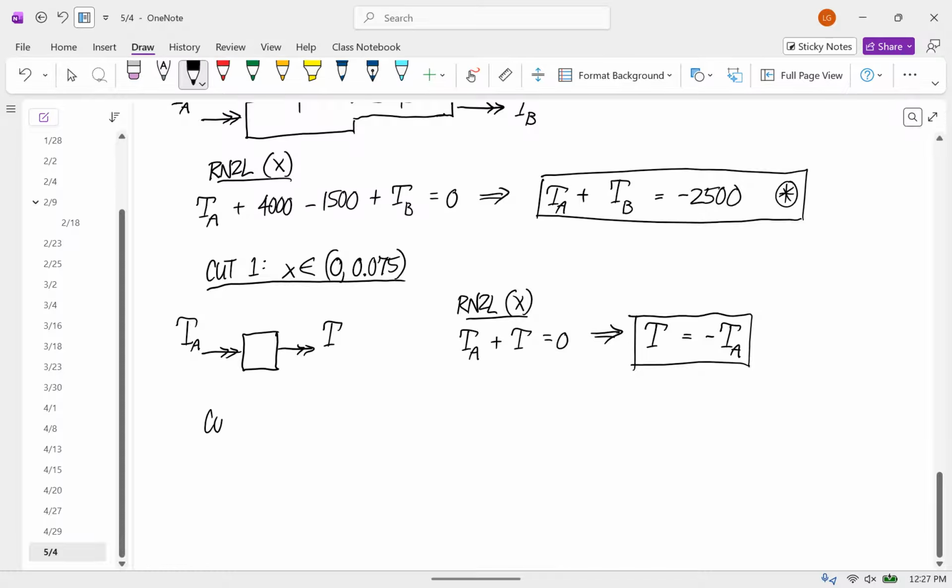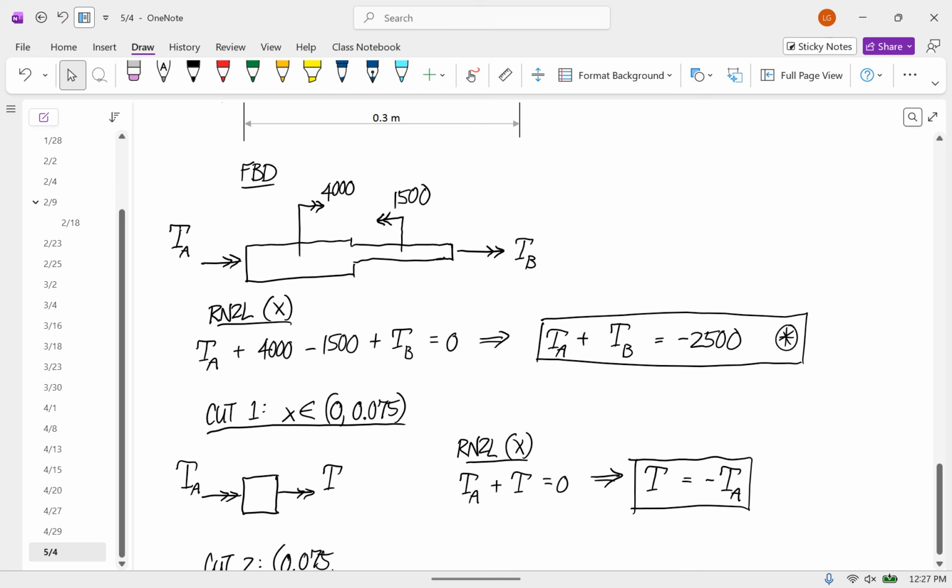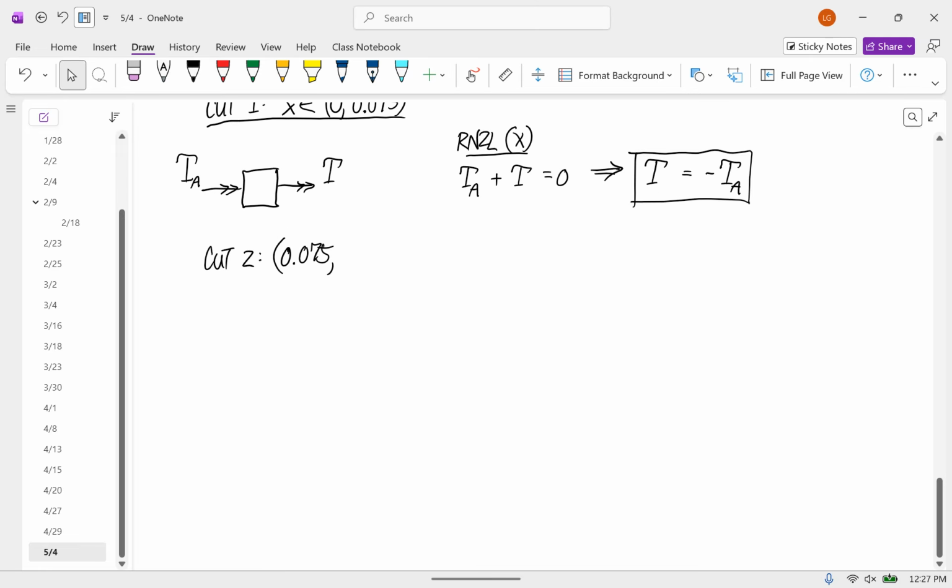And then we'll do our second cut that's valid from 0.075 to 0.075 plus 0.15. So that is 0.225. So this is the range of possible x values for this.